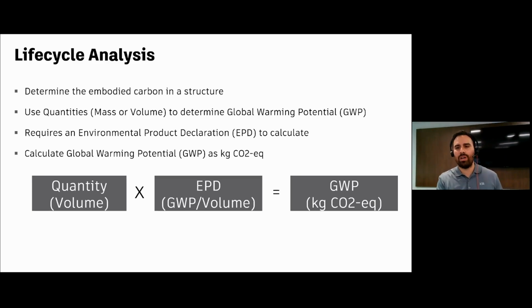This is the equation. It basically grabs a quantity. In this case, we're going to use volume. We multiply it by an EPD, and that's our global warming potential over a volume, to get a global warming potential.